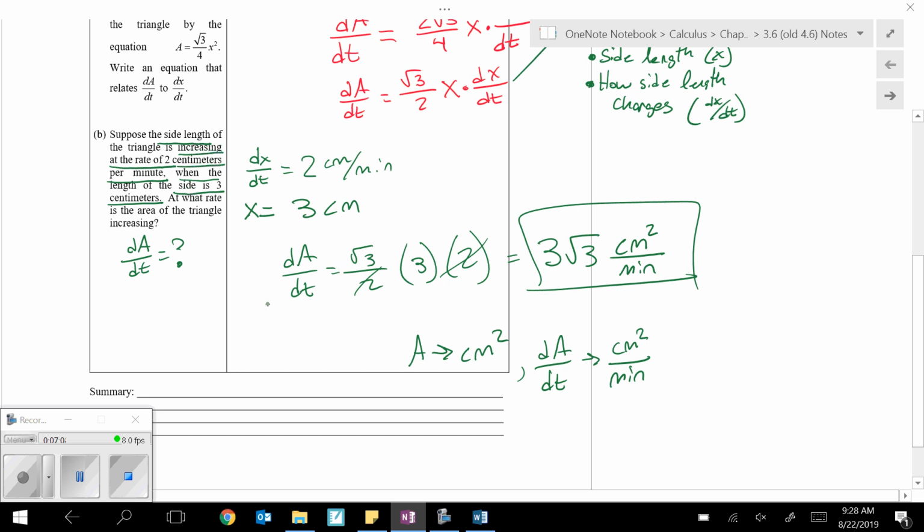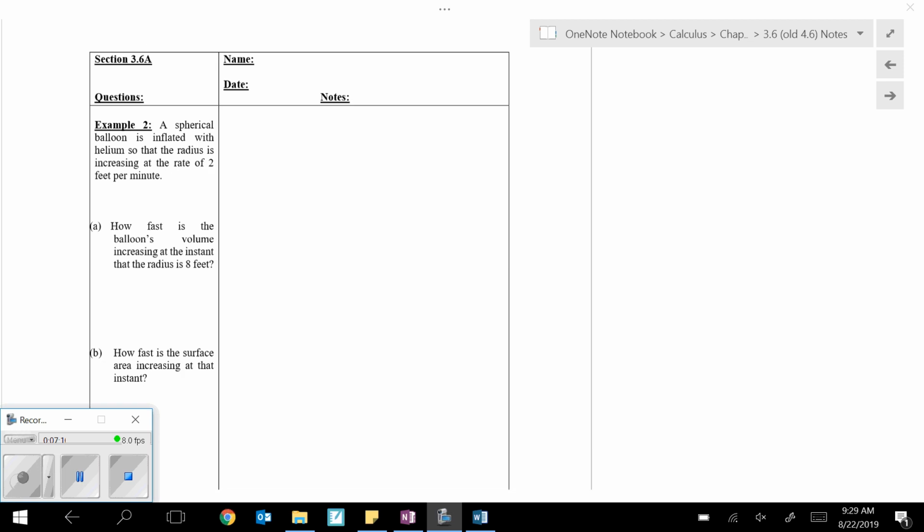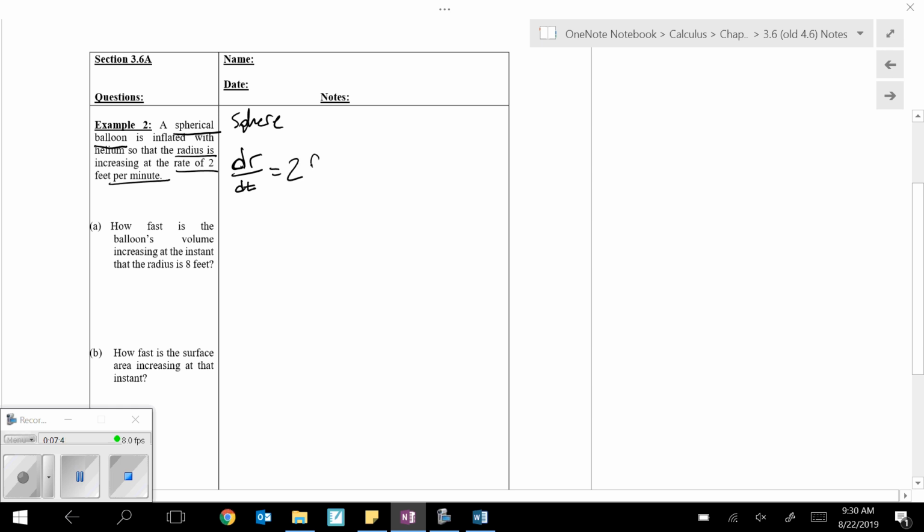Okay, let's turn the page. So in this problem, we've got a balloon. We're going to assume it's spherical just to make things a little bit simpler, even though I know balloons are, well, balloon shaped, if we're being honest. It's inflated with helium so that the radius is increasing at a rate of 2 feet per minute. So right off the bat, we've been given some information about how the radius is changing with respect to time. That is 2 feet per minute.